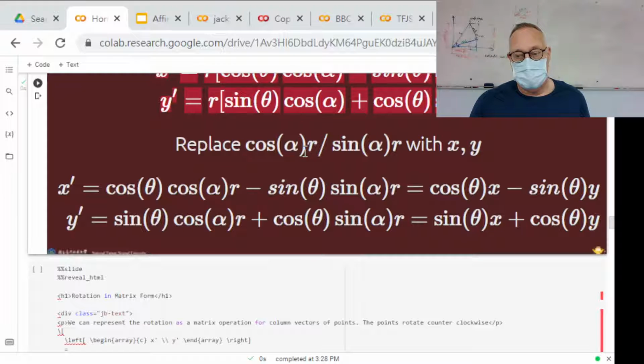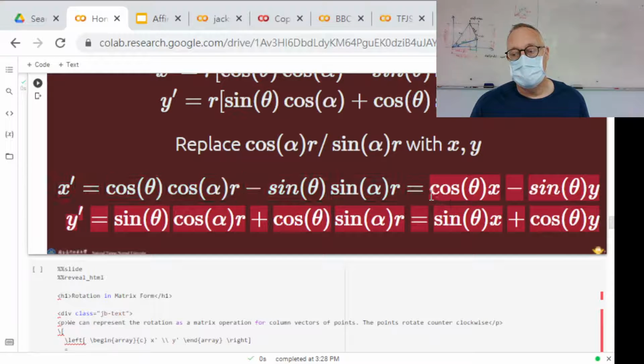So then I can replace that. Cosine alpha multiplied by r, sine alpha multiplied by r will be x and y. So then x dash will be cosine theta x minus sine theta y, and y dash will be sine theta x plus cosine theta y. Right? So now this is what I wanted. Now I have a function that allows me to calculate the new coordinates based on theta, x, and y. I can now calculate x dash and y dash.